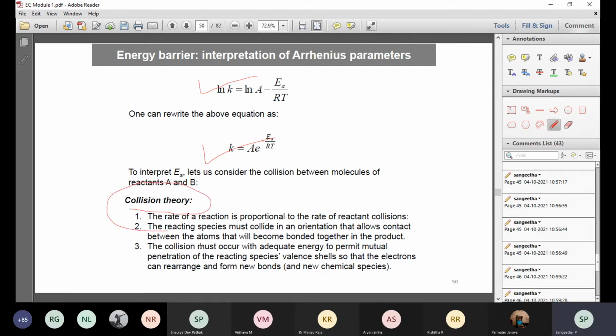So what is this collision theory? The rate of the reaction is proportional to the rate of the reactant collisions. So the RS, that is the reacting species, must collide in the orientation that allows contact between the atoms that will become bonded together in the product. So the collision must occur with adequate energy. What is this collision? What kind of a collision is going to occur?